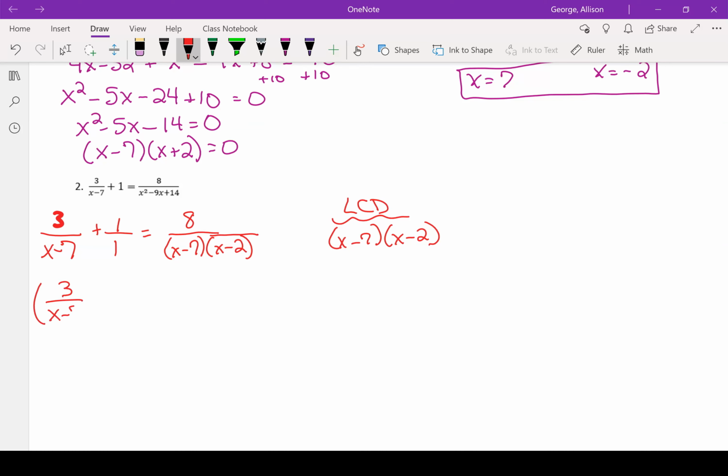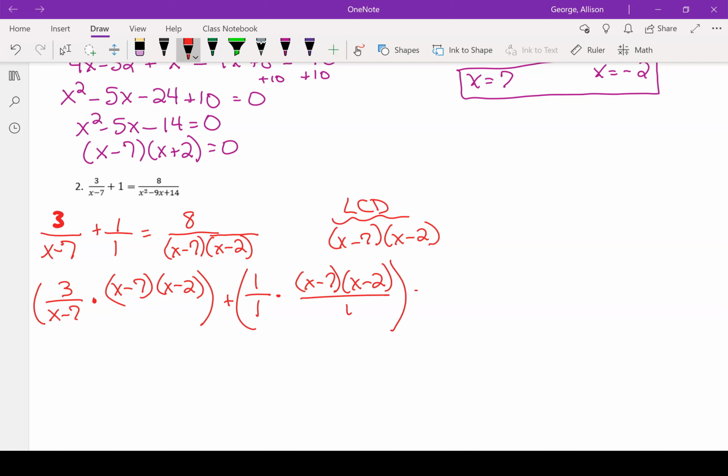So we have 3 over x minus 7 times x minus 7 times x minus 2, plus 1 over 1 times x minus 7 times x minus 2, equals 8 over x minus 7 times x minus 2. And multiply top and bottom.